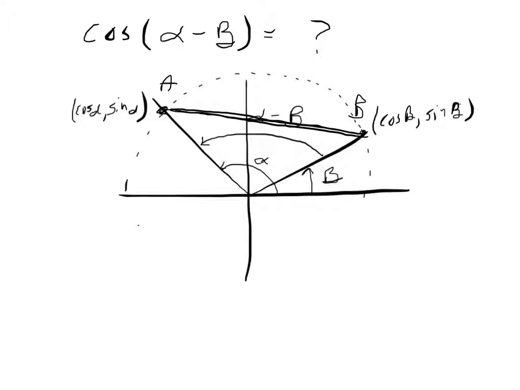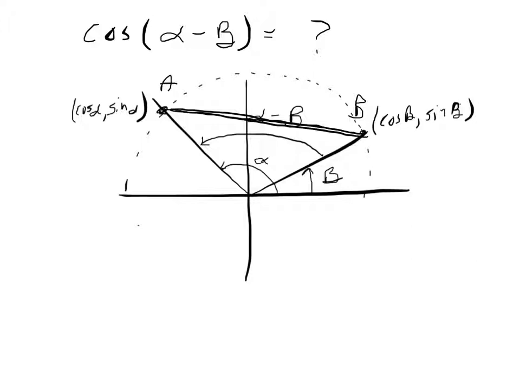The other way to find that length would be to note that we have an included angle here, alpha minus beta. We have a side of 1 and we have a side of 1, so we can use the law of cosines to find this length as well. If we use the distance formula or the law of cosines, the length is going to turn out to be the same. So we're going to find the length two ways, set those two values equal, and see what comes out.